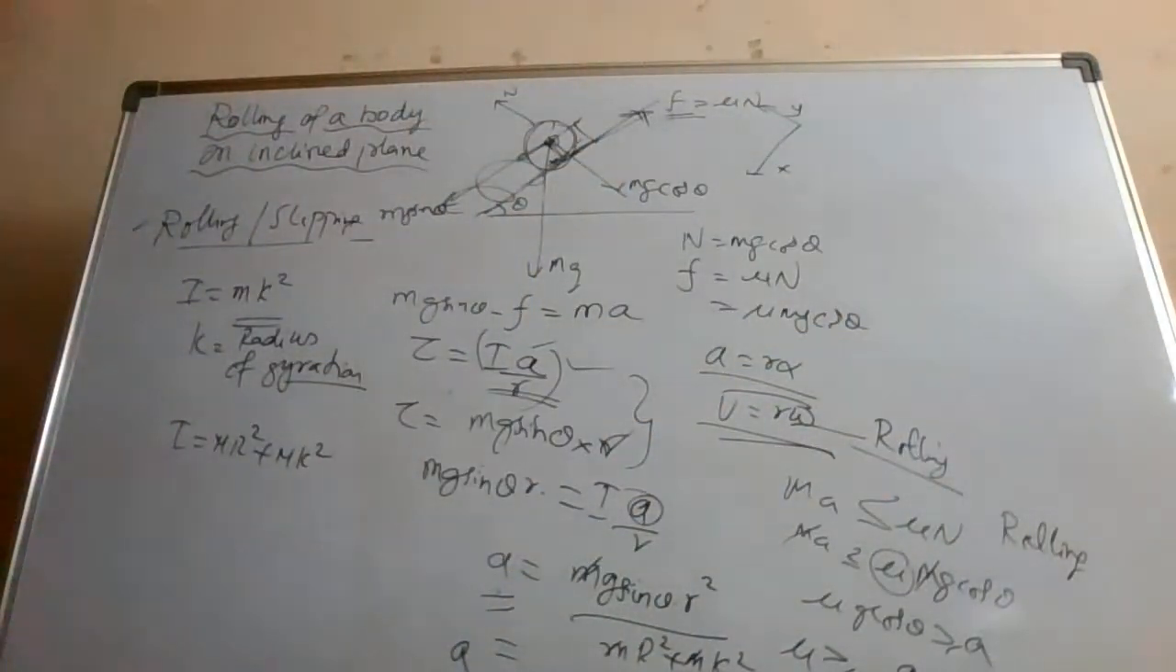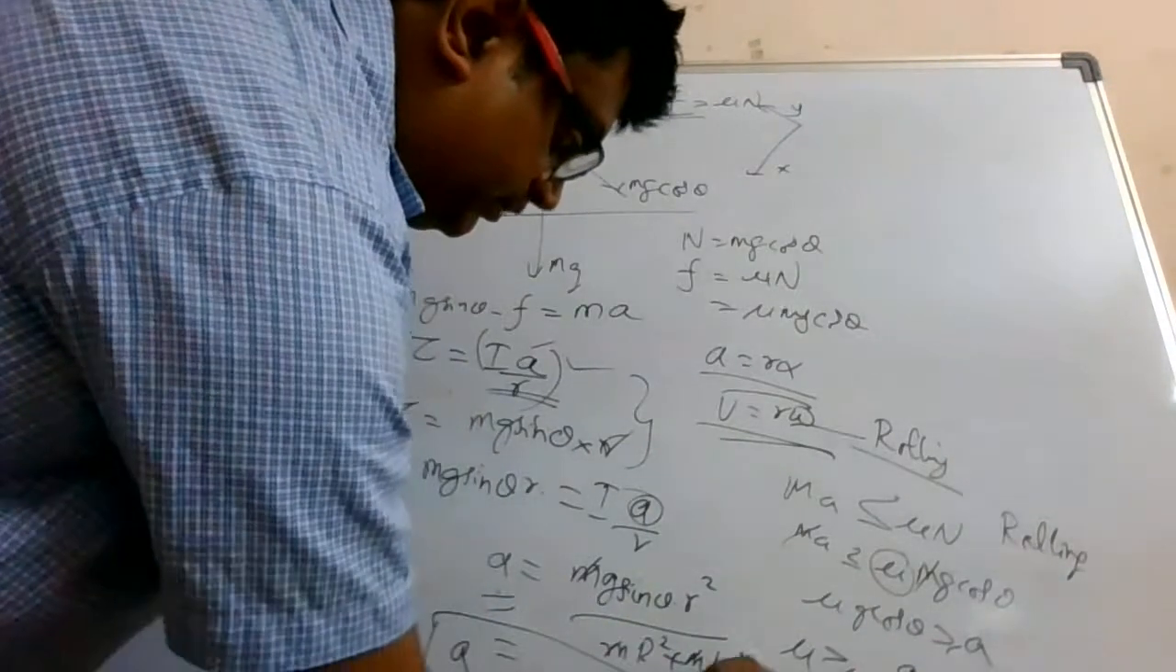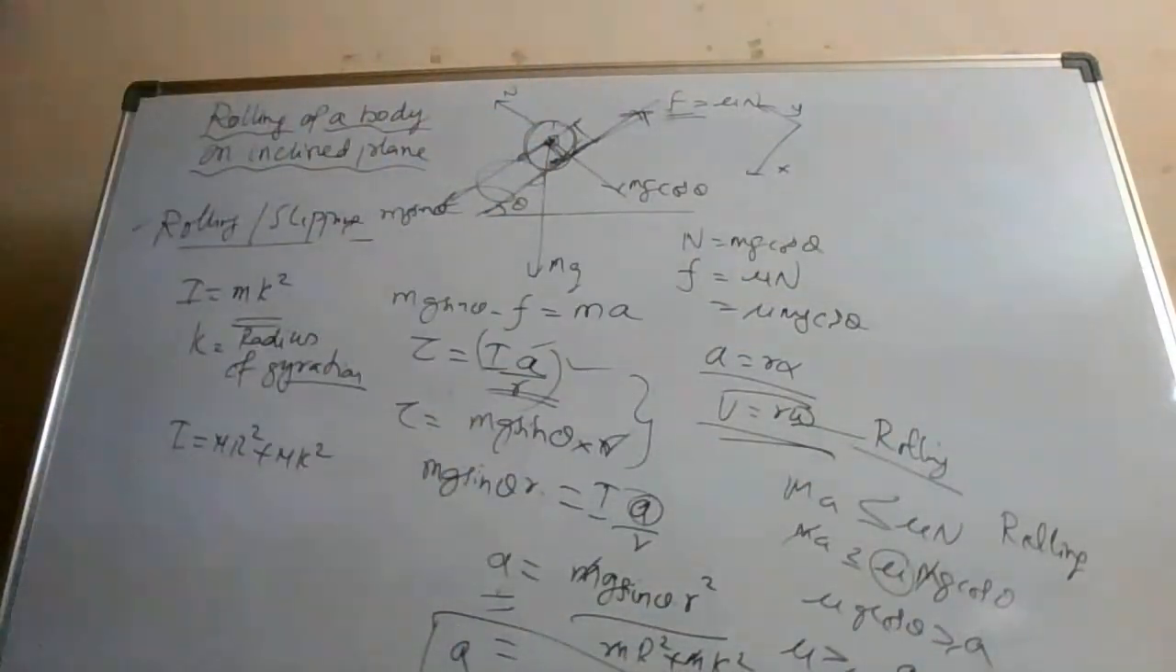So the a value we can obtain from this equation now. If you put it over here, mu should be greater than or equal to this. That should be the condition for which rolling should happen but not sliding. If it is less than that, sliding will happen.